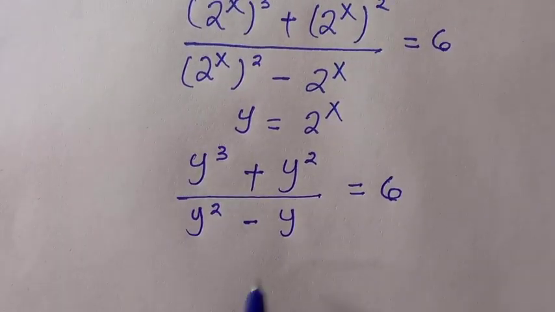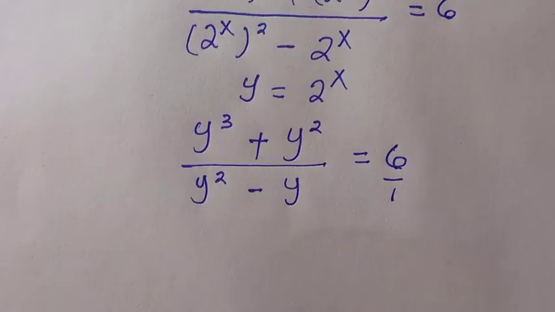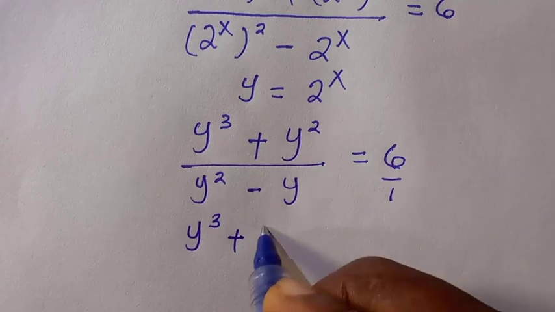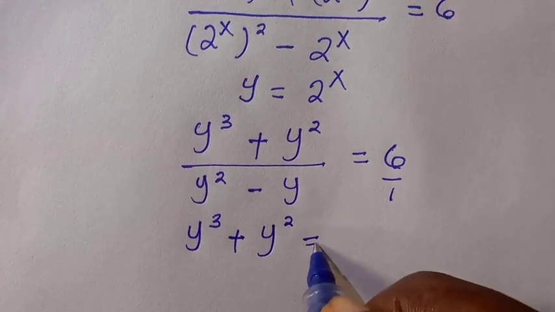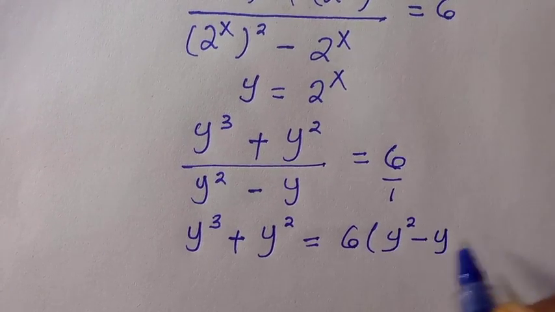So here we are going to cross multiply. We multiply the whole of this with this, and then we have y raised to the power 3 plus y square equals 6 bracket y square minus y.